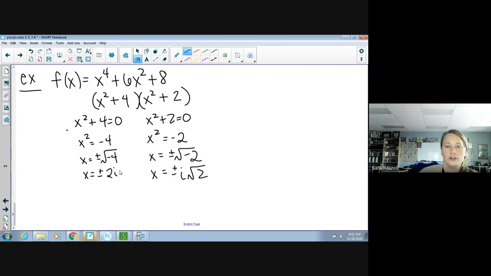So our 4 answers are here. Any questions on a problem like this one? I like these because you don't have to use the calculator and you don't have to do any synthetic division like the next one.